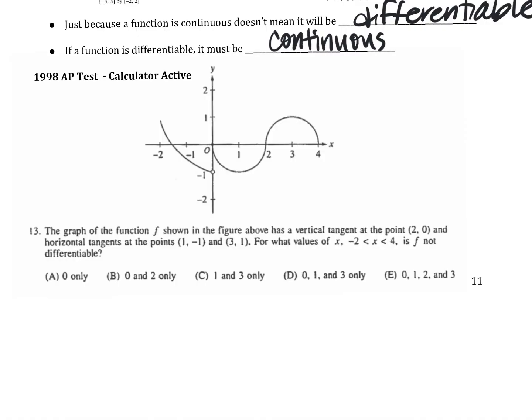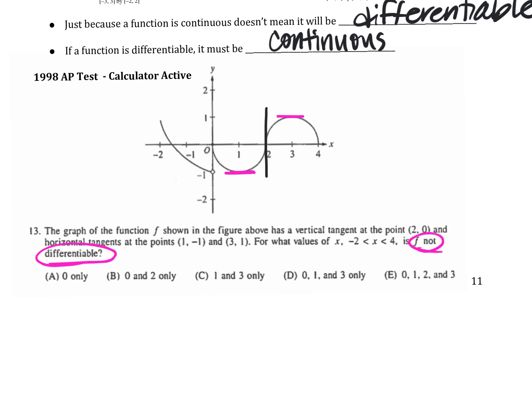I'm going to give you 30 seconds. Try this actual AP question. So let's look real fast. They gave us some info. We've got a vertical tangent at the point (2, 0), so I'm going to draw that in. We have horizontal tangents at the point (1, -1), and at (3, 1). Where is it not differentiable?